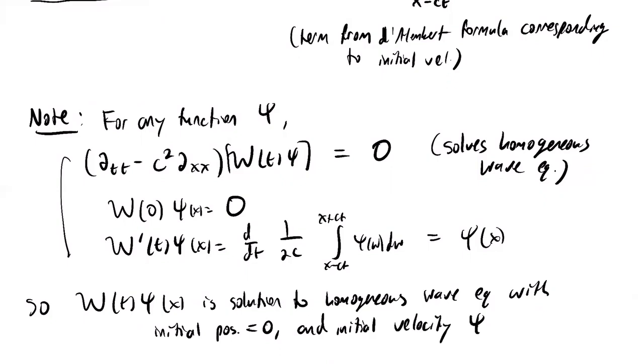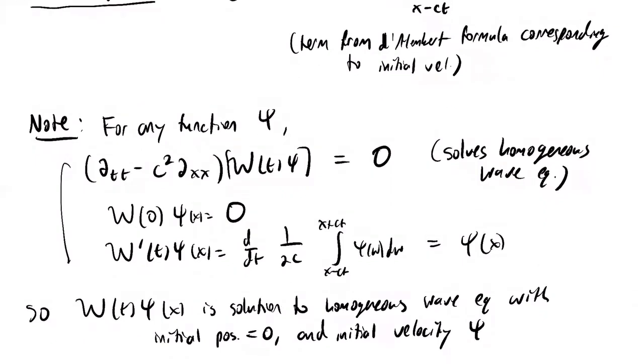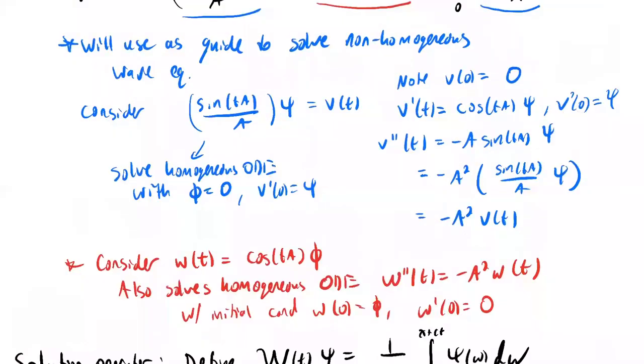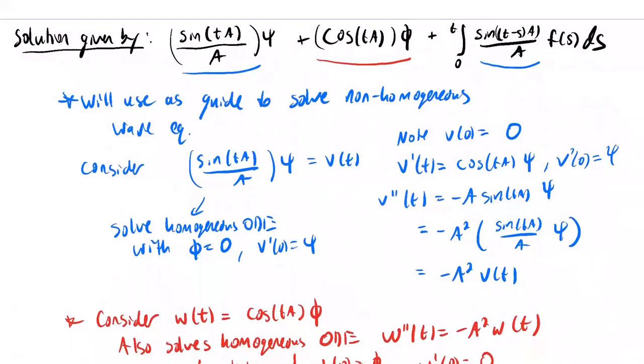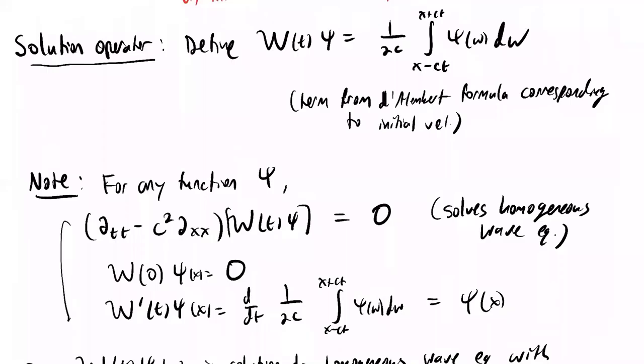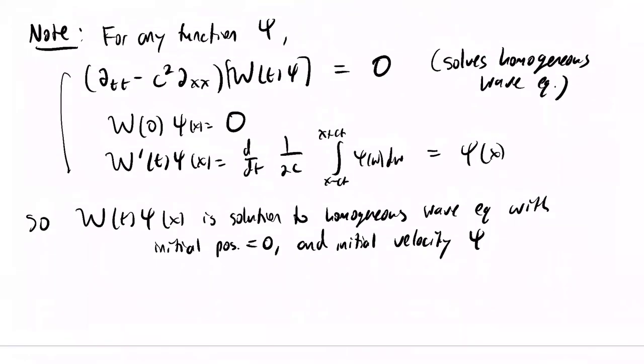And so this should remind you of what we just saw a few minutes ago with the ordinary differential equation corresponding to the analysis in blue here. We had these two blue terms which involved solutions to the homogeneous equation with initial position 0 and the initial velocity term that's showing up. And so this should indicate that there should be two terms in our solution formula which involve this operator W.